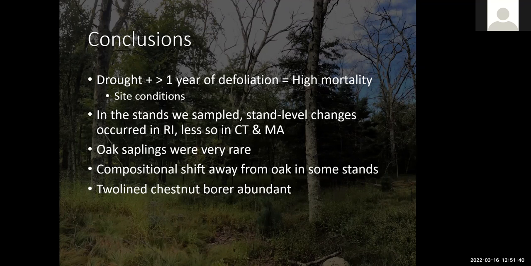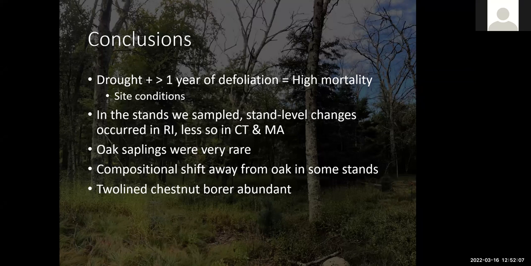In Massachusetts, the areas we were in just weren't affected. I think they were lightly defoliated, maybe heavily defoliated, but really for only one year. I mentioned this already, but oak saplings were very rare, and it was exciting when we would finally find one. And I think it was a total of three oak saplings across 20 or so sites.